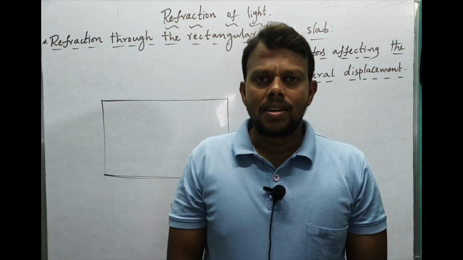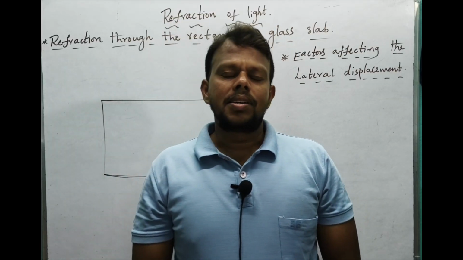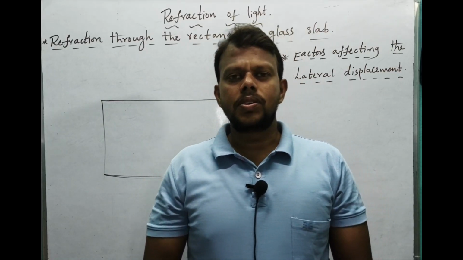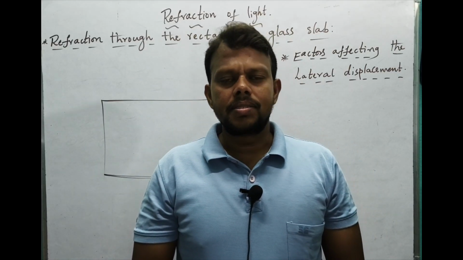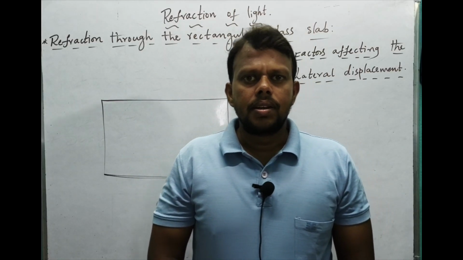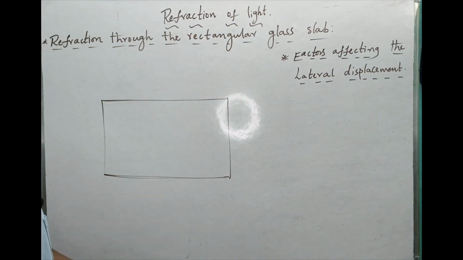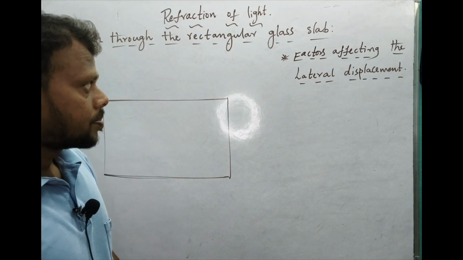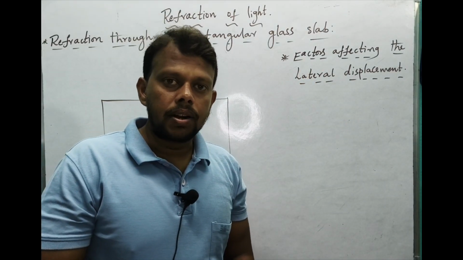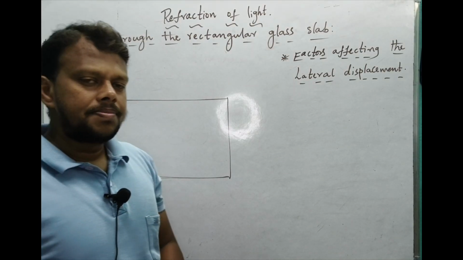In the last class, we discussed refraction, the laws of refraction, when the ray of light travels from rarer to denser and denser to rarer, refractive index, and the factors affecting the refractive index. Now we are going to see refraction through the rectangular glass slab, and second, how the factors affect the lateral displacement. See here how we can start.